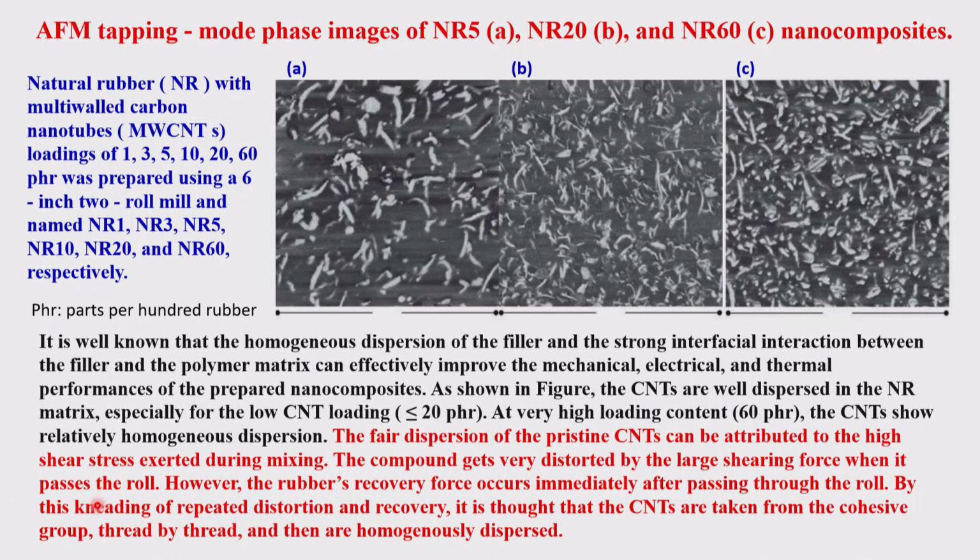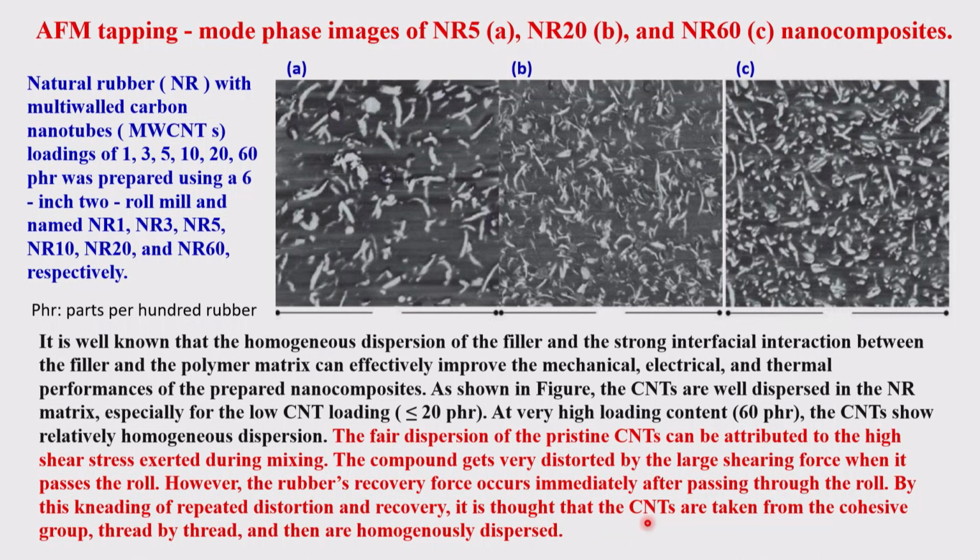The fair dispersion of the pristine CNTs can be attributed to the high shear stress exerted during the mixing. So you mix these things and take them through the roll mills. That is where the compound gets distorted by the large shearing force when it passes through the roll mill. However, there is also a recovery process when it comes out, the force occurs immediately after passing through the roll. This is called the kneading process. They repeat that: distortion, recovery, distortion, recovery.